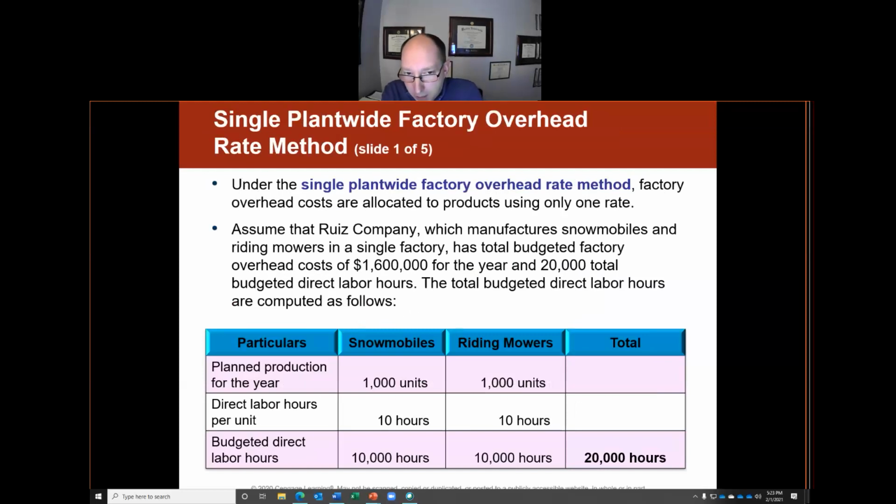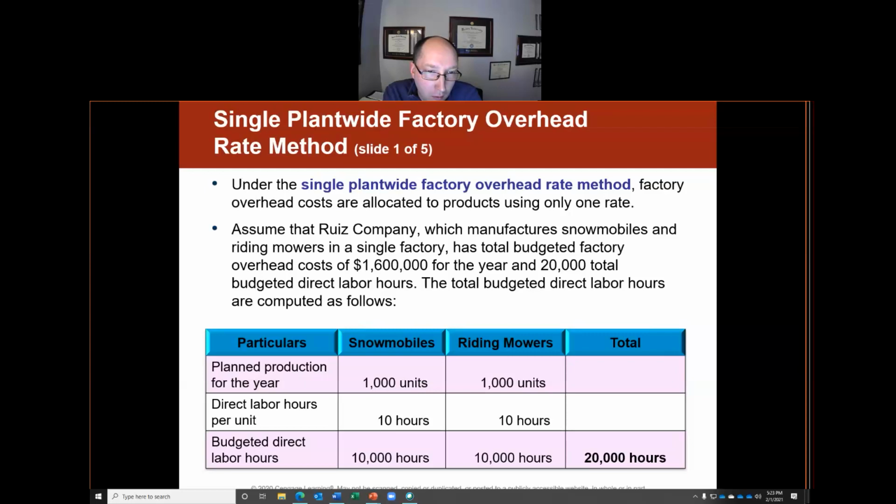Okay, so let's talk about single plant-wide method first. This method is very simple. All we do here is we apply a single rate for everything that the company does. Okay? So here's an example. I love this example, by the way. It's one of my favorites. This company, Ruiz Company, produces both snowmobiles and riding lawnmowers.